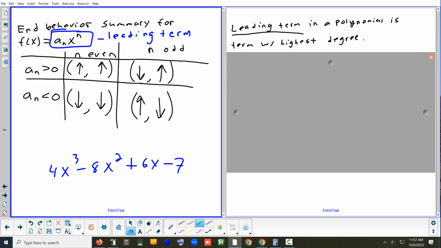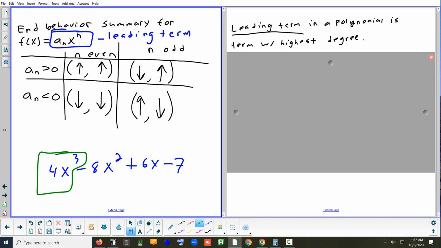Anyone think they know what the leading term would be there? We don't really have an x in that one by itself. Your choices are negative 7, positive 6x, negative 8x squared, and 4x cubed. Those are the terms. 4x cubed. Yeah, that's what we would call the leading term.